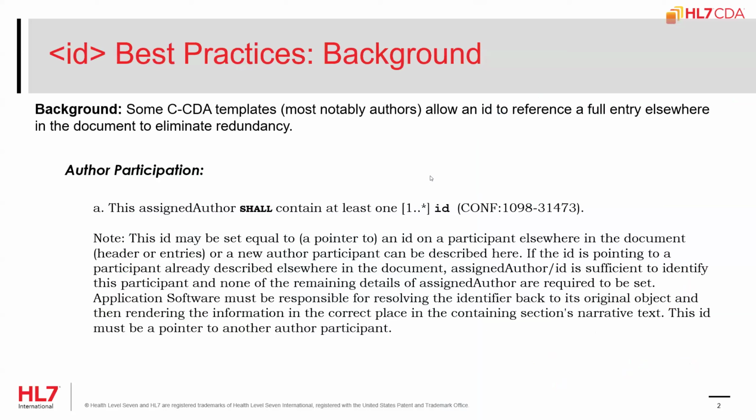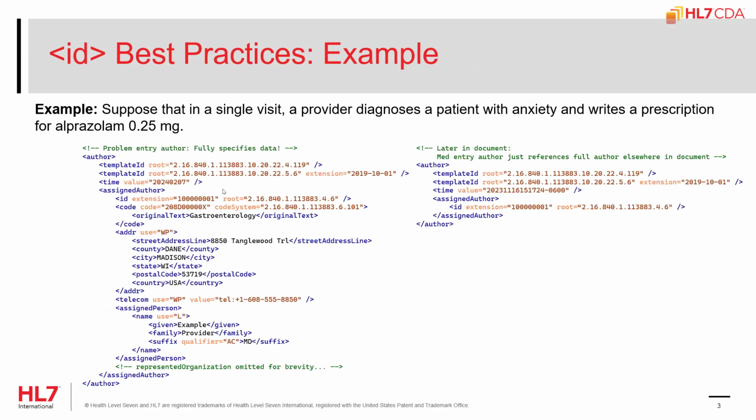So you may or may not already be familiar by now with the general background surrounding the way that cross-entry ID references work. The typical example is an author, where in the C-CDA implementation guide, we explicitly call out this word here, where the ID can just reference an author elsewhere. And then we say if the ID does that, then you don't need to worry about the rest of the content in the author entry. So that looks something like this, right?